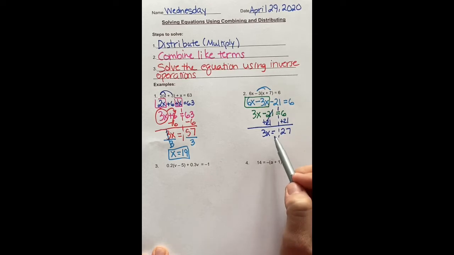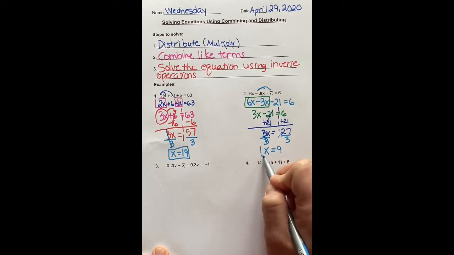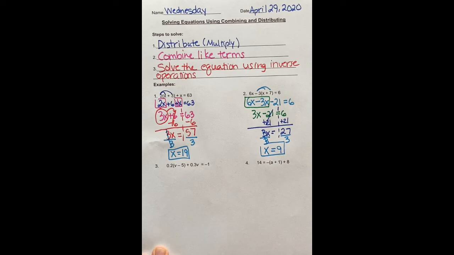3 and x are being multiplied, so now the inverse would be to divide by 3 to get the x by itself. 27 divided by 3 would be 9. So I get my solution of x is equal to 9.